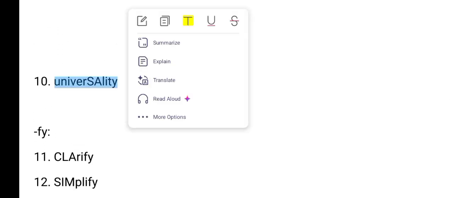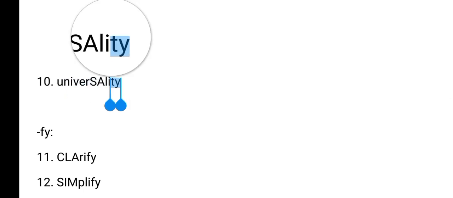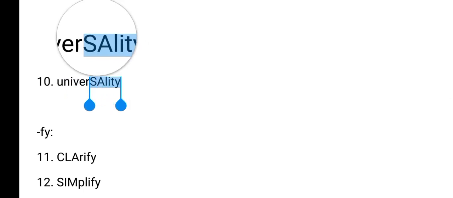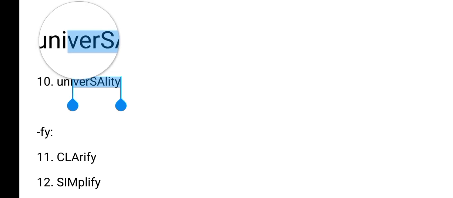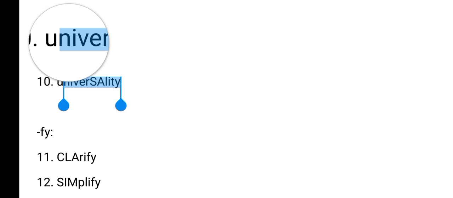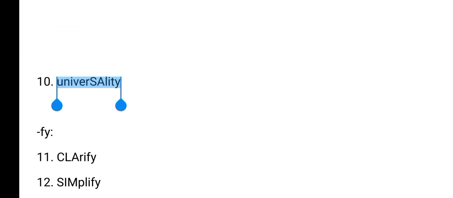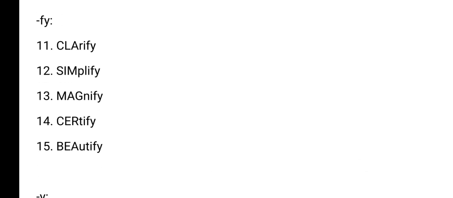What about then universality? If you check universality, last syllable is what? T. Second to last, li. Third to last, sa. Then fourth to last is va. Fifth to last is ni. Then the first syllable there is u. Universality.